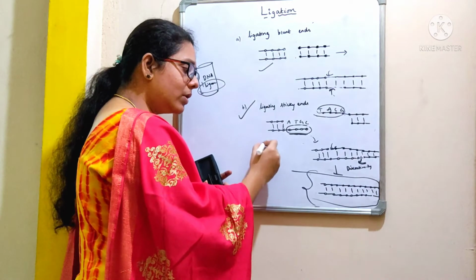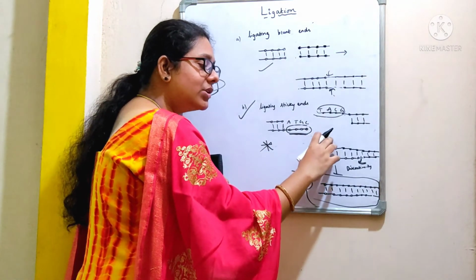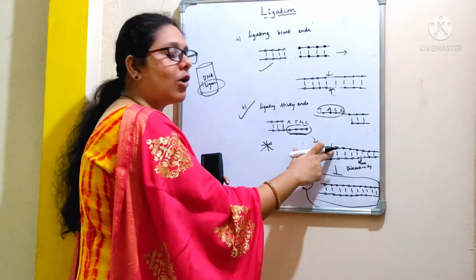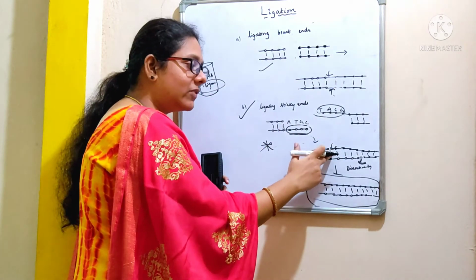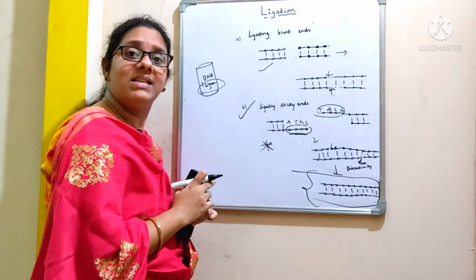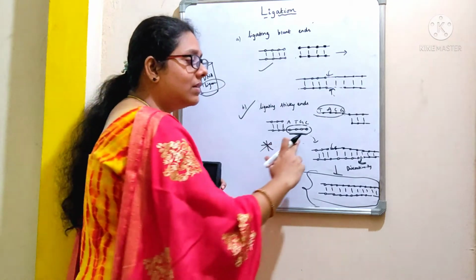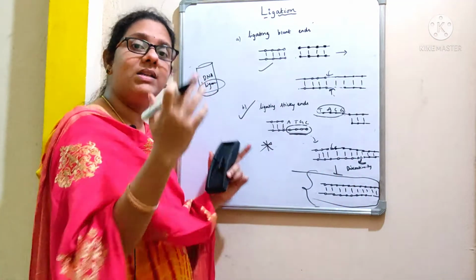Remember one more important point here. The enzyme ligase should act immediately by forming a phosphodiester bond between the adjacent nucleotides after the formation of a stabilized structure. If there is no formation of phosphodiester bond, again these two DNA molecules may dissociate.